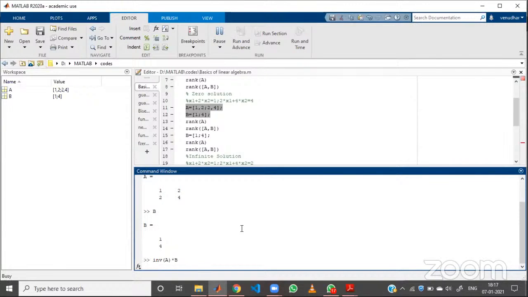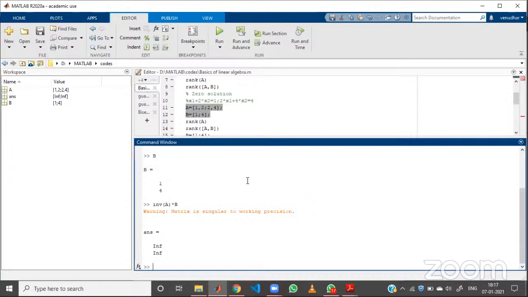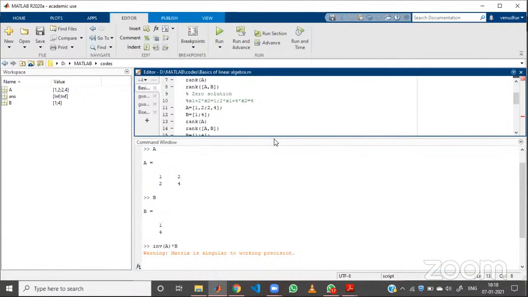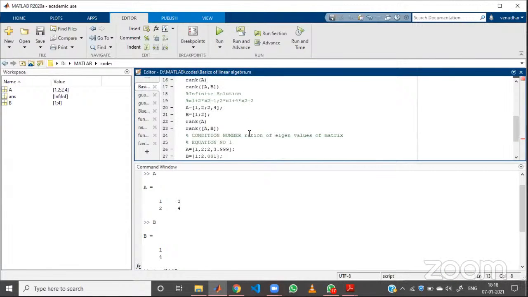What does MATLAB give? Let's just see. The warning says: matrix is singular to working precision. What does it mean? Matrix is singular means its determinant is equal to 0. So MATLAB says the matrix is singular. We cannot have any solution, which we also know from the rank of the matrix. Okay.